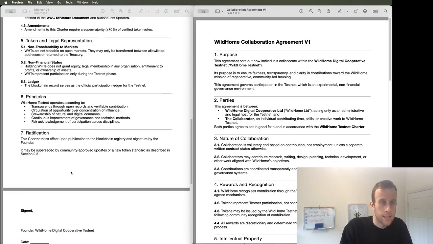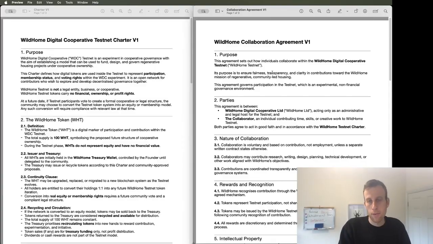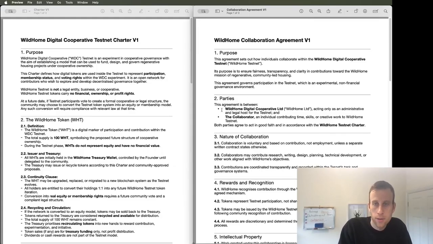The charter sets out the principles and a few of the details. Then the collaboration agreement is setting out people's agreement to participate along the principles set out in the charter. It's an agreement between the limited company that has been set up, which is acting as the administrative and legal host for the testnet, and the collaborator, who is the intern or the student or the person that is willingly participating in the simulated experiment.